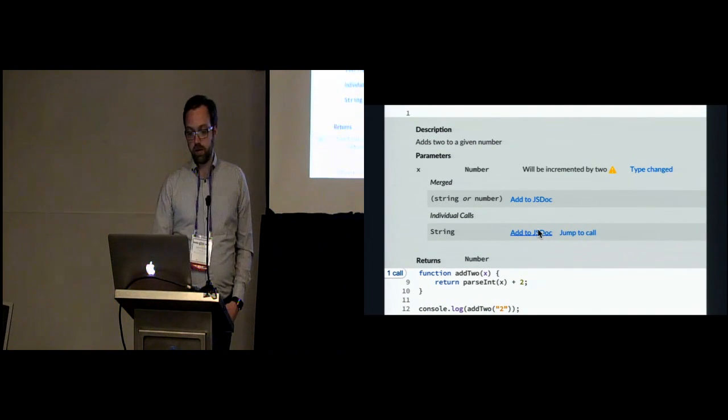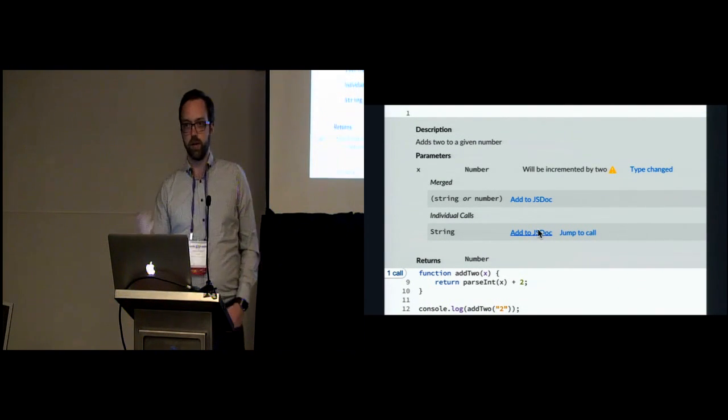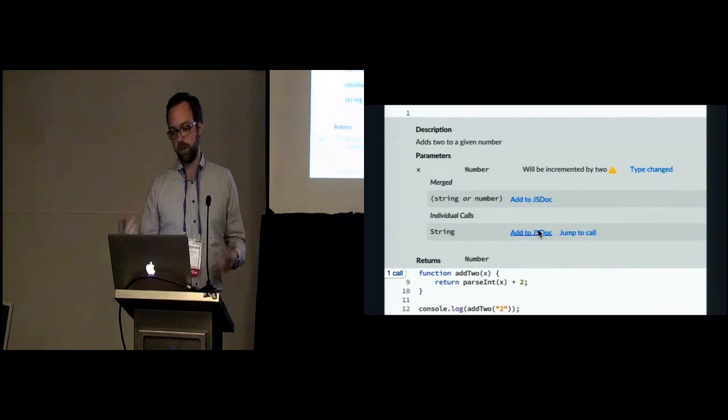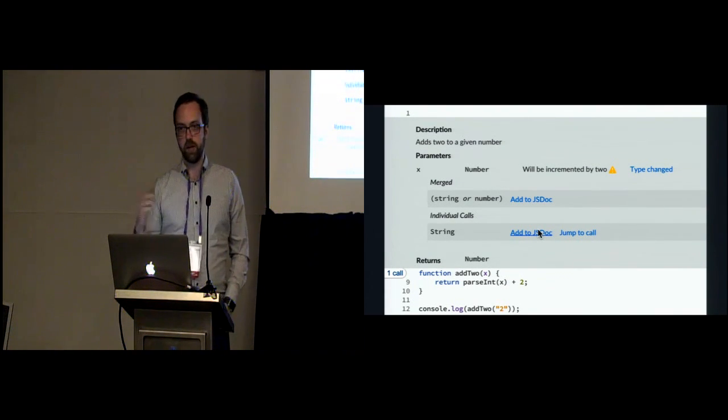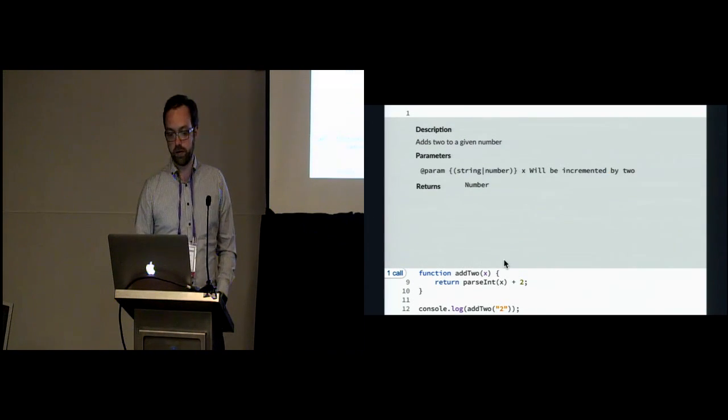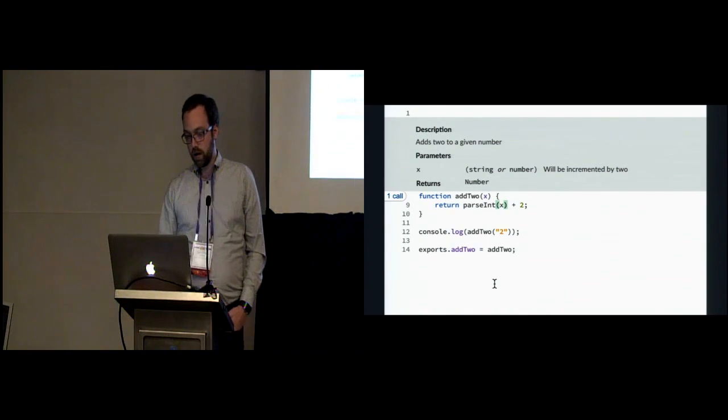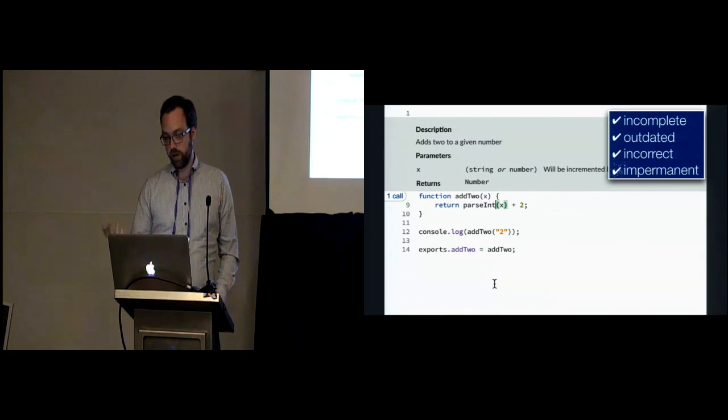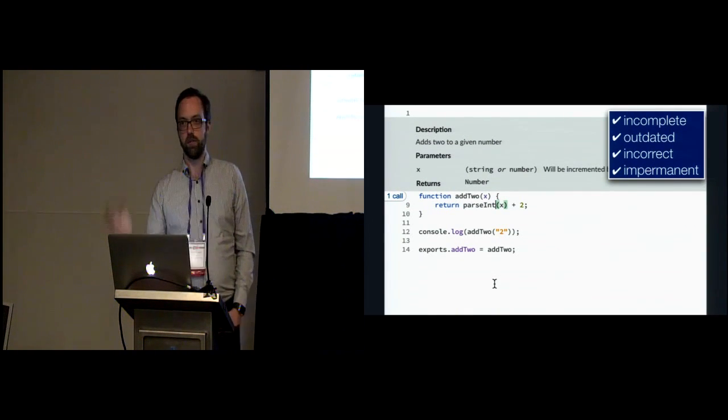But in this case, the change is actually intentional because we inserted the call to parseInt that you have seen before. So our method does now accept both strings and numbers, and we can use Vesta to update the documentation accordingly. And this is how we deal with impermanent information in the documentation component.